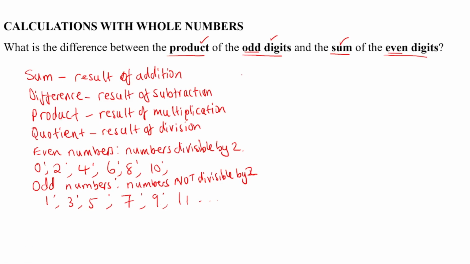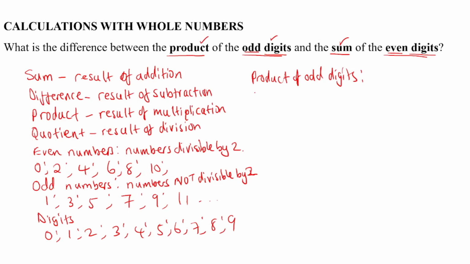Okay. And then the last part, it says odd digits and even digits. What are digits? These are numbers from 0 to 9. 0, 1, 2, 3, 4, 5, 6, 7, 8, 9. These are the digits. Okay, so the question says, what is the difference between the product of the odd digits? This is like 1 times 3 times 5 times 7 times 9. We're just selecting from the digits here.